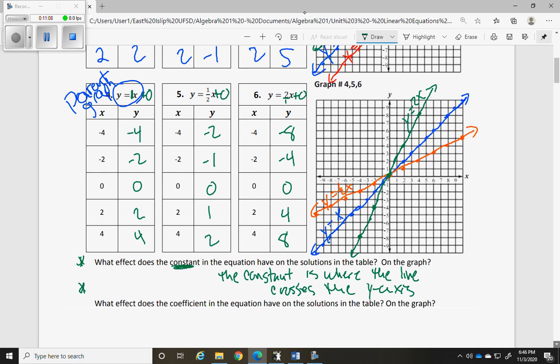And then the next question, what effect does the coefficient in the equation, so they mean the coefficient of x, have on the solutions in the table or on the graph? I keep on really referring to the graph. That's really the important part of today's lesson. The coefficient is the slope of the line.